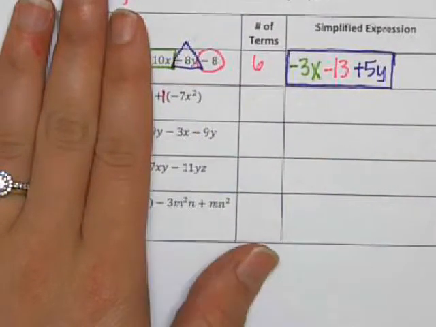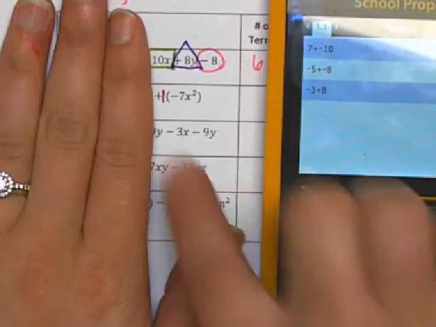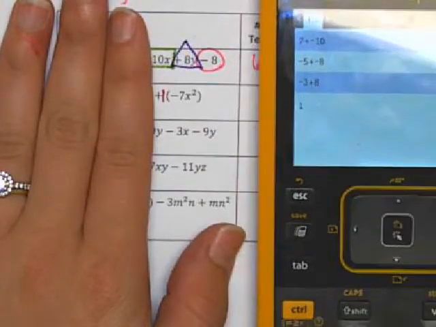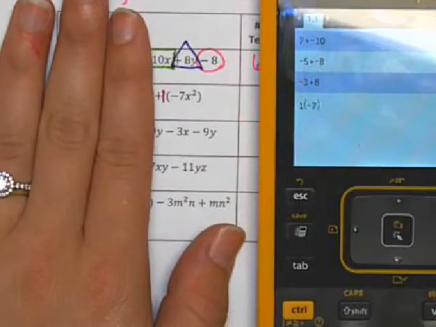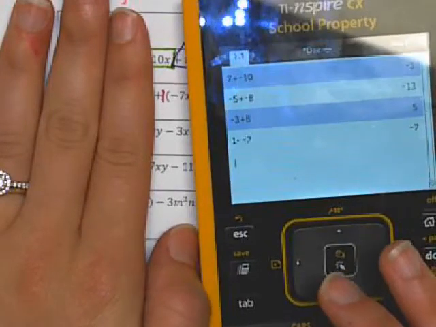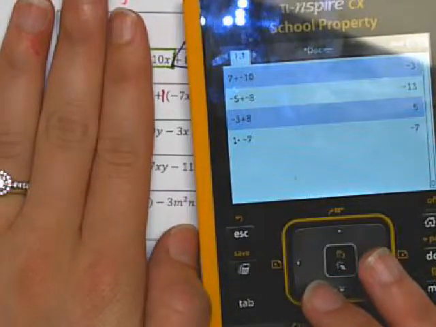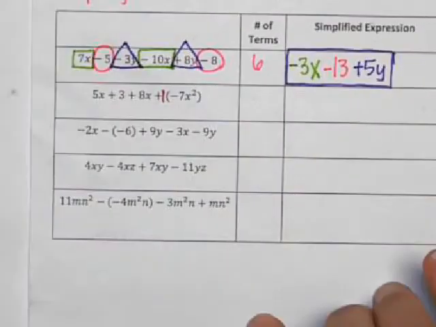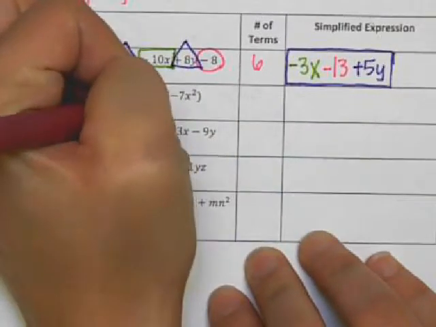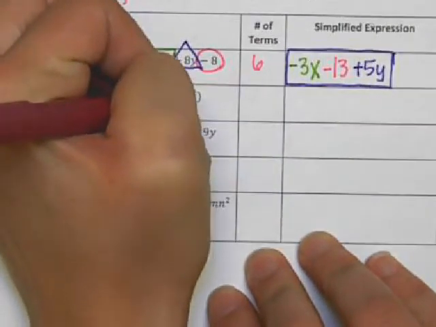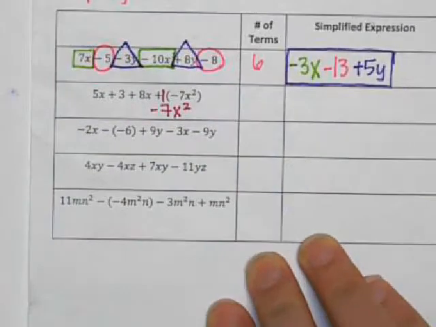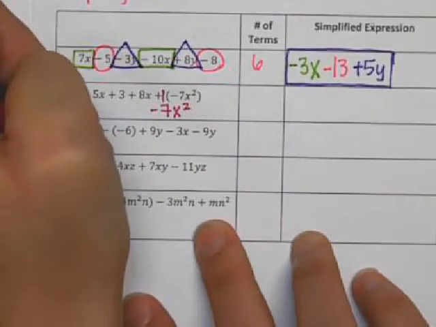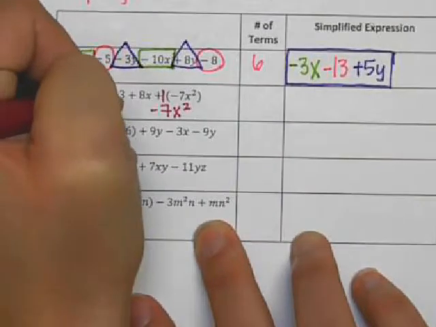Okay? So if I was to multiply, this is a positive 1, so positive 1 times negative 7, which gives me negative 7. Okay? So then I'm going to write right underneath it negative 7x squared. I brought down the x squared. All right? And I'm going to bring down everything else that I have not used yet.